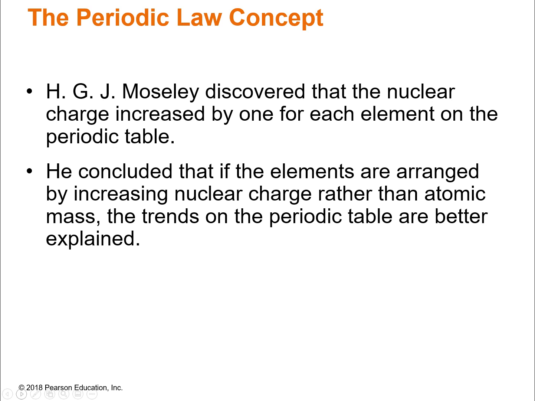There's one more change that was made to the periodic table that got us to where we are today. H.G.J. Moseley discovered that the nuclear charge, aka the number of protons, increased by 1 for each element on the periodic table. And what he said was, let's arrange it by that, the nuclear charge, which we call the atomic number, instead of atomic mass, because that will clear up some of the trends on the periodic table a little bit better.